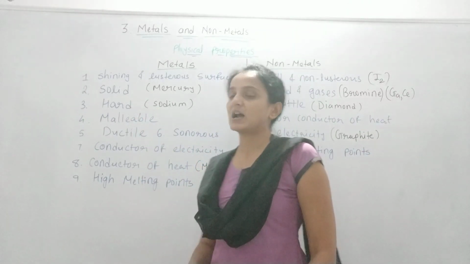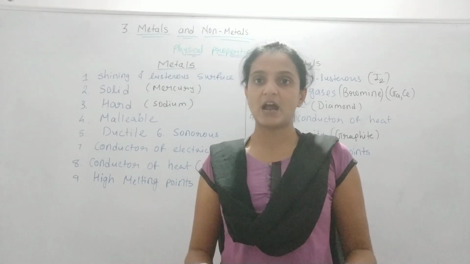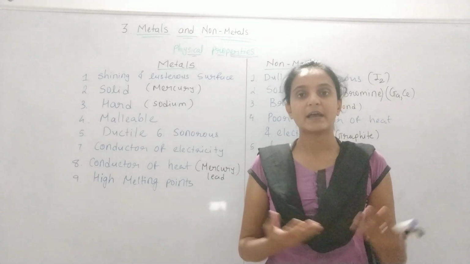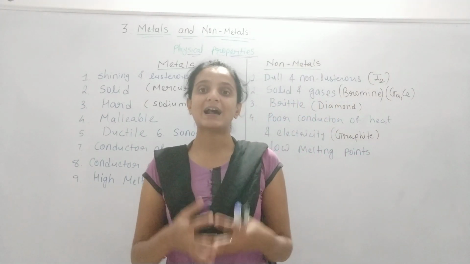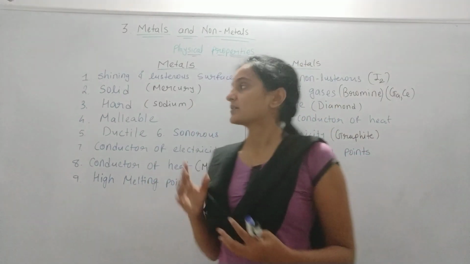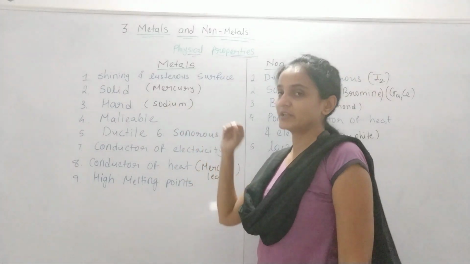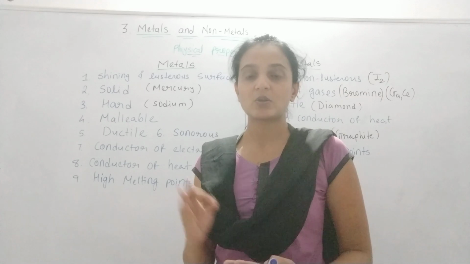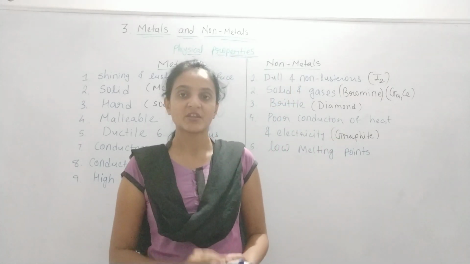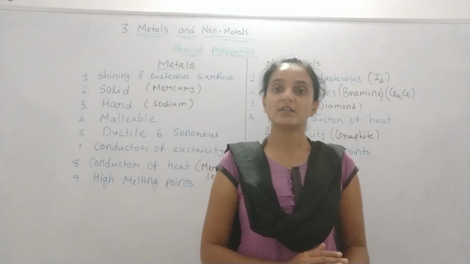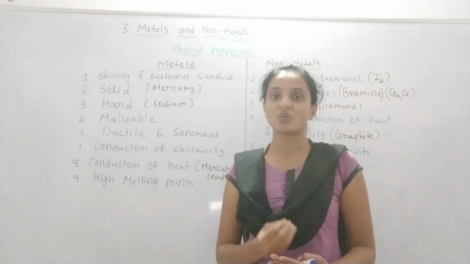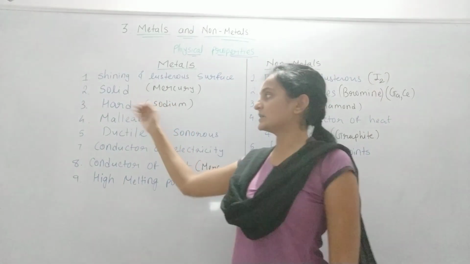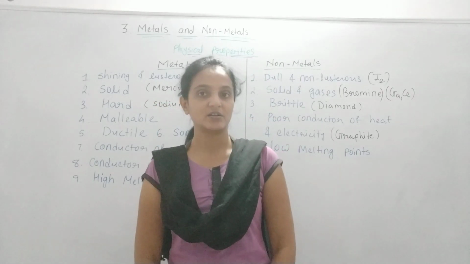Next is hardness. Generally all metals are hard. You can take the examples of iron, copper, etc. They are harder in nature. But there is also one exceptional case, sodium. Generally a metal cannot be cut with a knife, but sodium is a metal which can be cut even with a knife because it is very soft in nature. So sodium is the exceptional case here, otherwise all metals are hard.